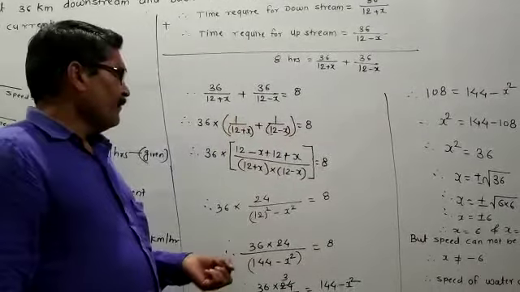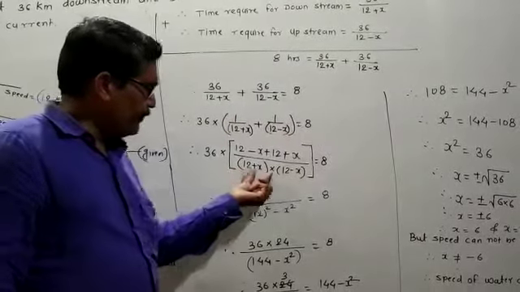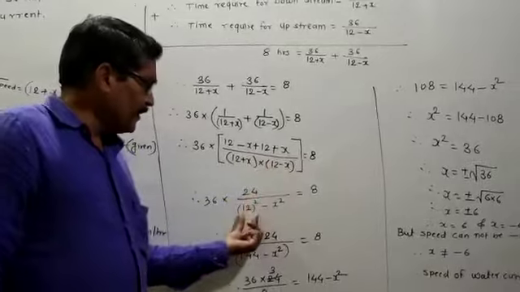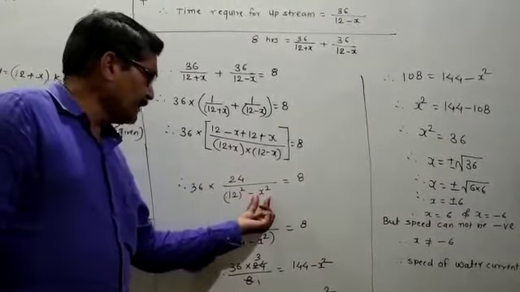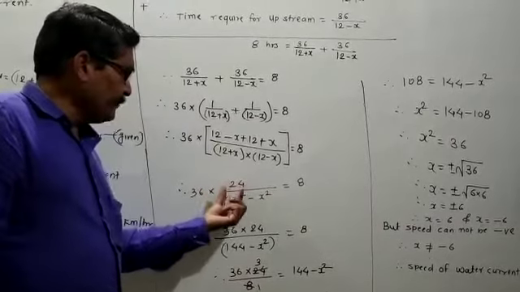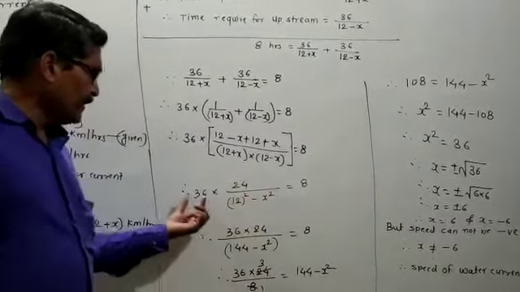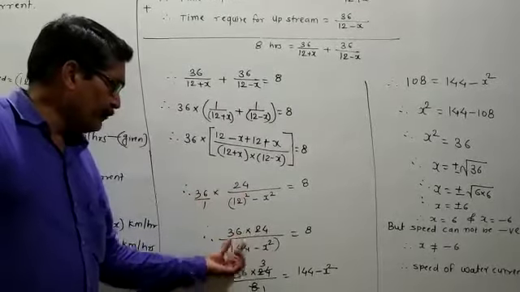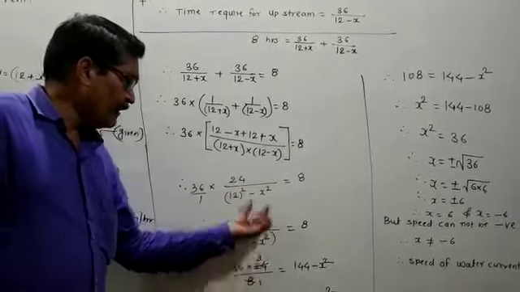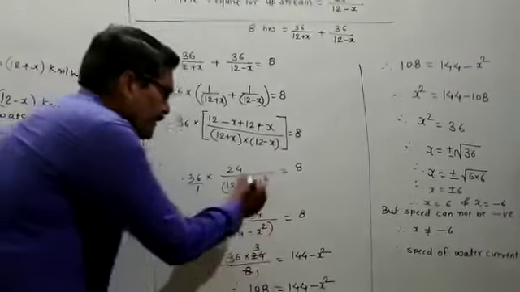After that, this is in the form a plus b and a minus b. You have to write it in the form a square minus b square. So you write this as 12 square minus x square. 36 as it is, 24 as it is, 12 square minus x square. 36, here the denominator is 1. 36 multiplied by 24 upon 12 square is 144 minus x square.